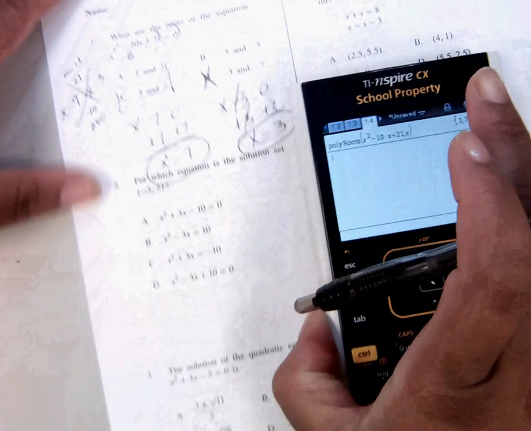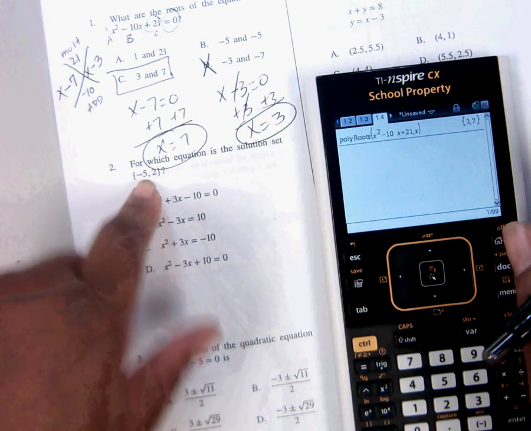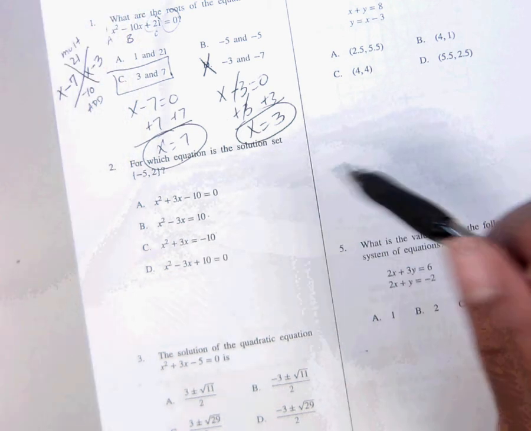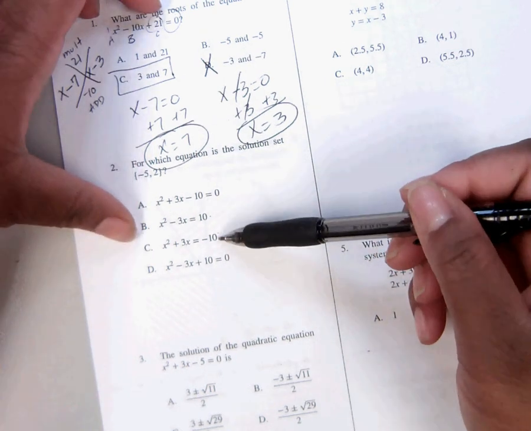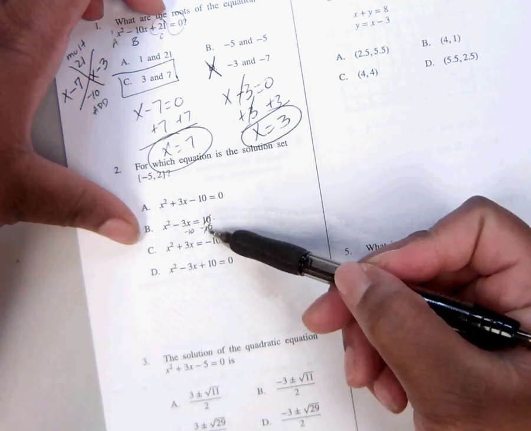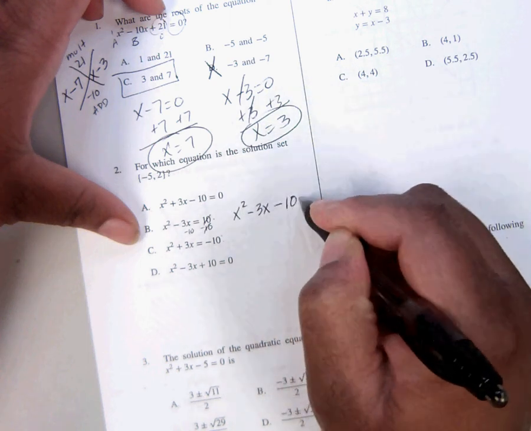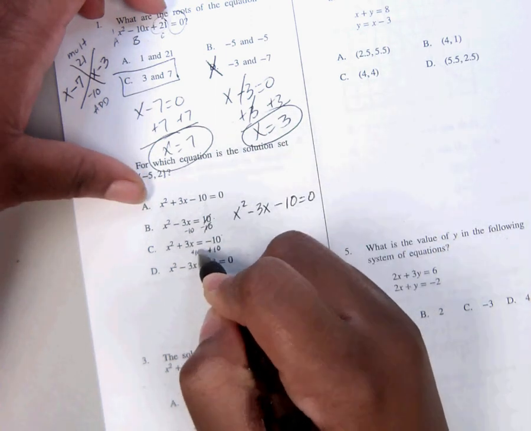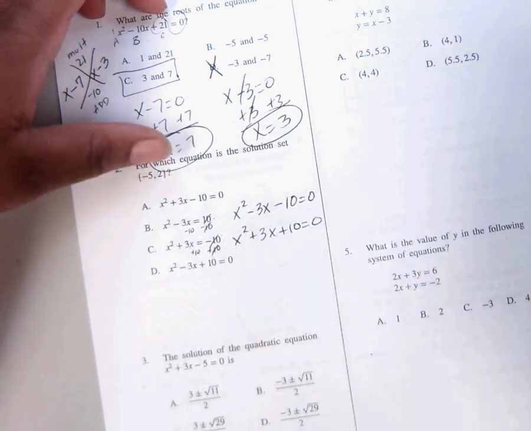Number 2. For which equation is the solution set negative 5, comma 2? Okay, to do this, what you need to do first, each answer choice that is not set equal to 0, let's do that first. So this needs to be moved over, and you notice it's going to become the opposite of what it is now, so it's negative. So x squared minus 3x minus 10, now it will equal 0, so it's good and ready to go. This one we have to add it, plus 10 plus 10. Alright, so x squared plus 3x plus 10, it will equal 0, so we're good.